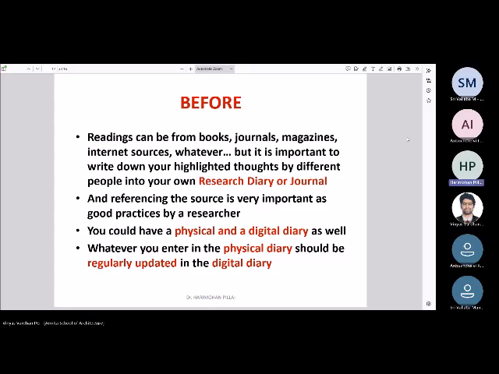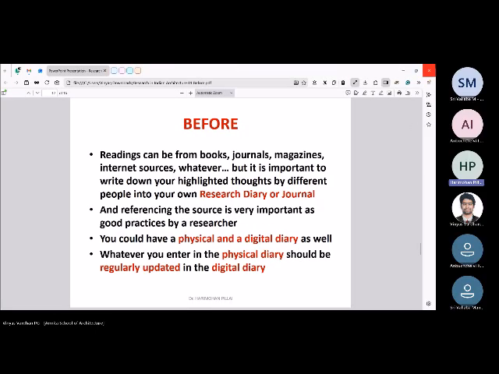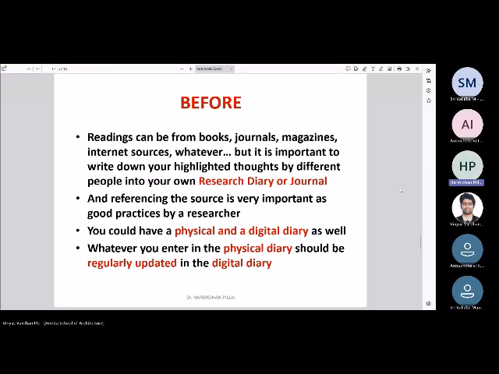So reading can be from books. Today there is so much scope for reading. Earlier it was only books and journals which you find in the library. But today readings can be from books, journals, magazines, internet sources, whatever. But it is also important to write down and highlight your thoughts by different people into your own research diary, as I said earlier. Referencing the source is very important, and that is called good practice by a researcher. Always give reference to ideas which are not yours. Don't pass on somebody else's ideas as your idea, which is very, very bad.